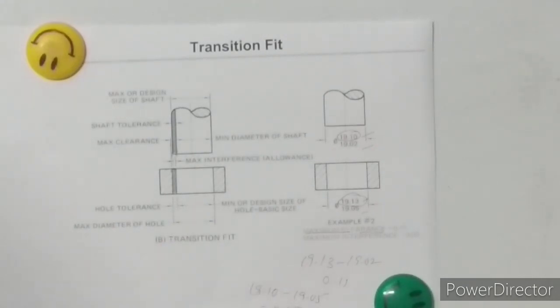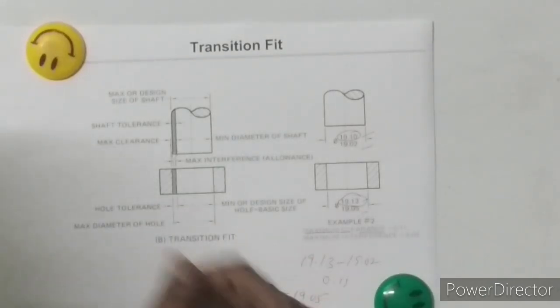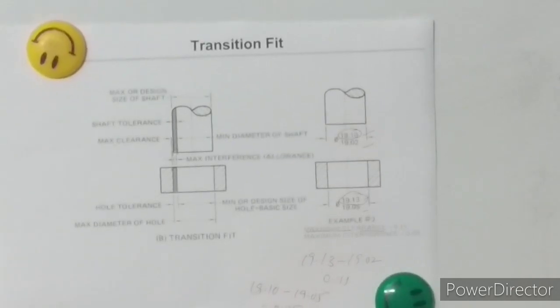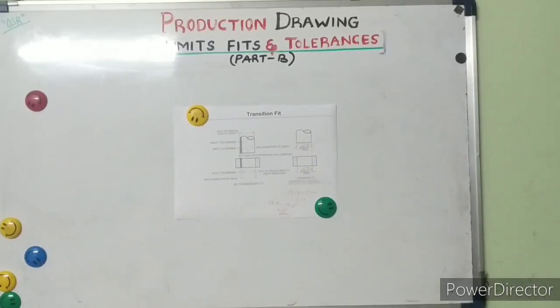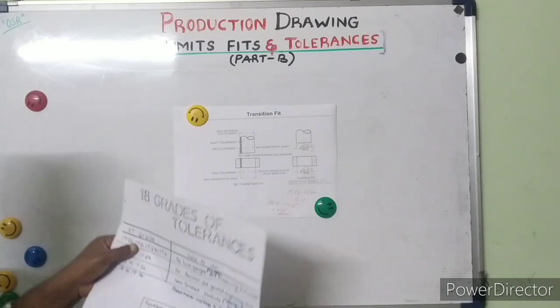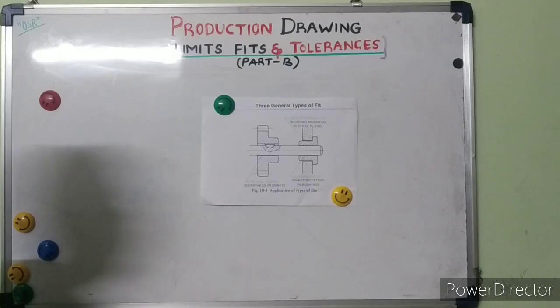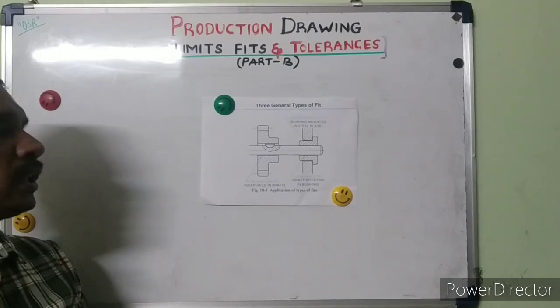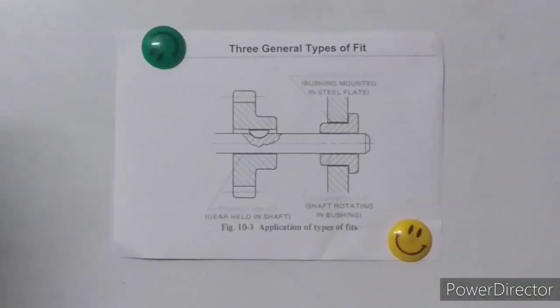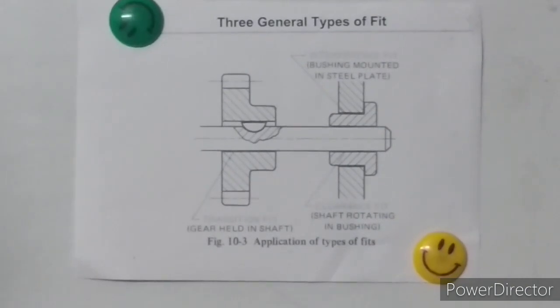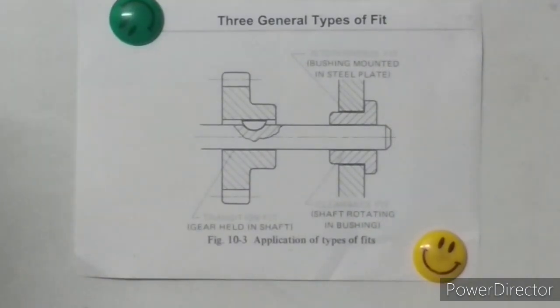Before going to the numericals, we should know what the IT grades are and how to specify the tolerances. So we will cover this topic, then we go for numericals. Before going to the grades of tolerances, we just explained the clearance fit, transition and interference. So we see where they are applicable.